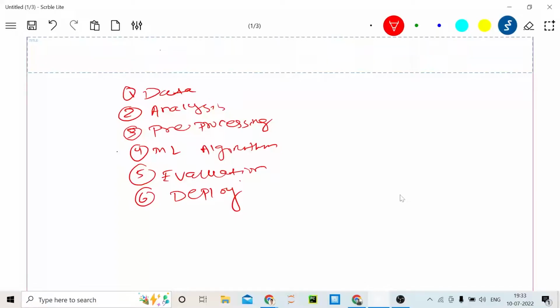After that you just have to pre-process the data. Pre-process means data standardization and normalization. I will tell you in the statistics class. After that you have to apply the machine learning algorithm. After that you have to evaluate that model. If you build a model, you have to predict and see how much accuracy you are getting. After prediction you have to do the evaluation. If all goes correctly, then you can deploy the model on AWS or Heroku or anywhere else you like.